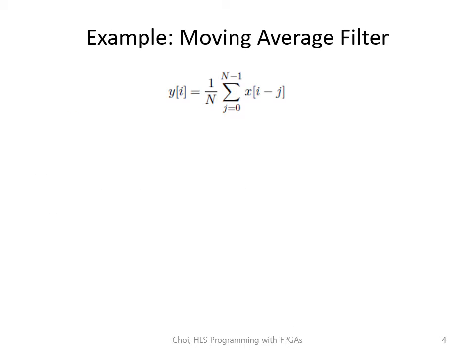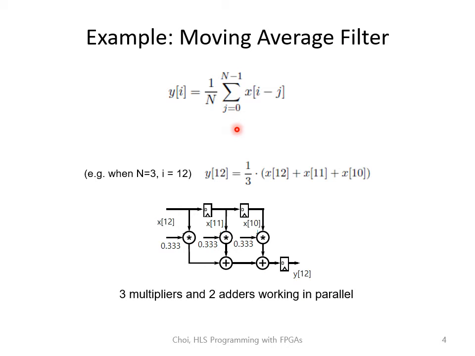Let's take a look at this specific type of FIR filter, the moving average filter. It computes an average of the past n samples. For example, if n is 3 and we're on the i equals 12 sample, y is going to be an average of the past 3 x samples. So we're going to multiply 1/3 on these 3 samples and add them together.